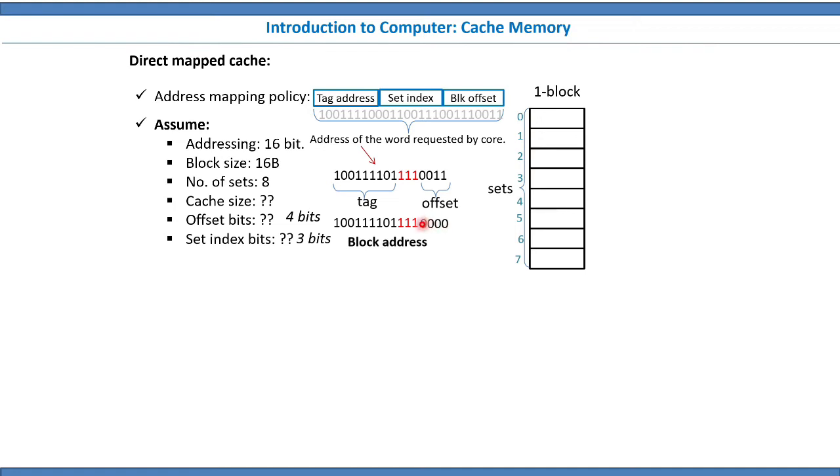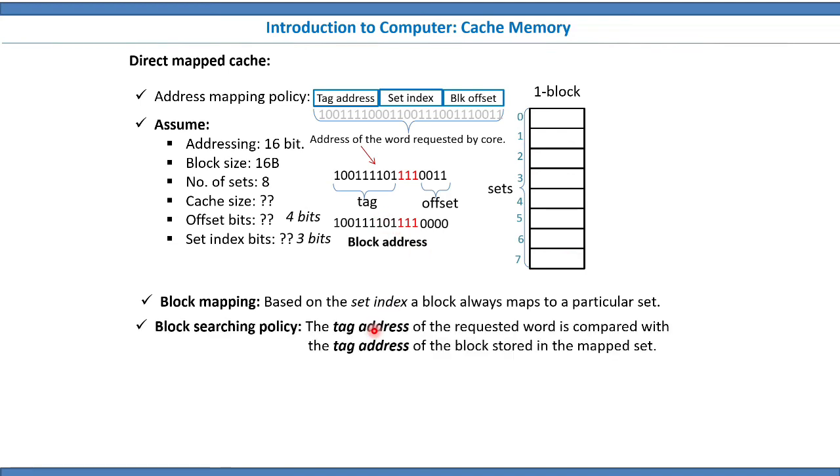Block address means this will be 000. You can change it to 001. This is the next byte. 0010, this is another byte. All these are stored inside this block, and this is the block address. Okay, block mapping, as I said, is based on set index. For example, this particular block will map to set number 7 because of this set index.